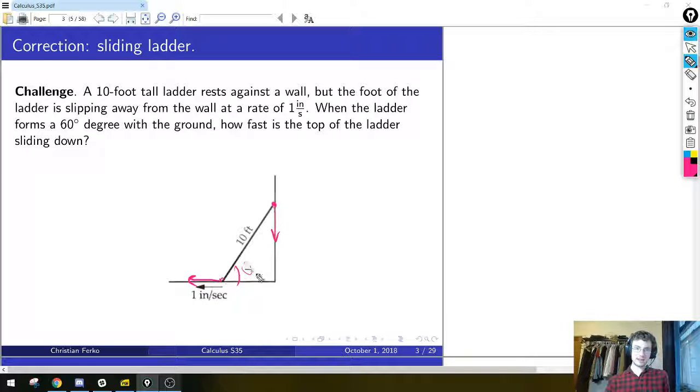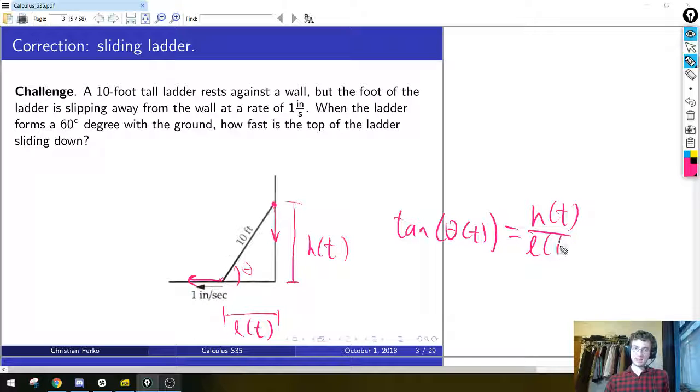And as you suggested, we can do this sort of differentiation procedure to the angle theta that the ladder makes with the ground. So the question we're trying to solve is when the ladder forms a 60-degree angle with the ground, so when theta is 60 degrees, how fast is the top of the ladder sliding downwards? I believe the variables you used last time were to assign this height to be h of t, and this length along the horizontal to be L of t. The relationship between them and theta is that the tangent of the angle theta, which also depends on time, so tangent of theta of t, is the opposite h of t over the adjacent L of t.